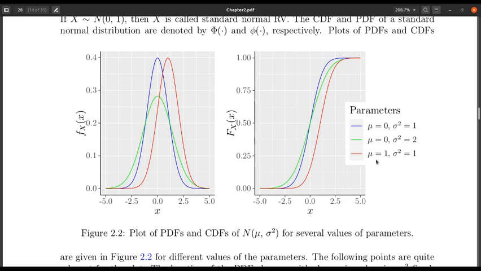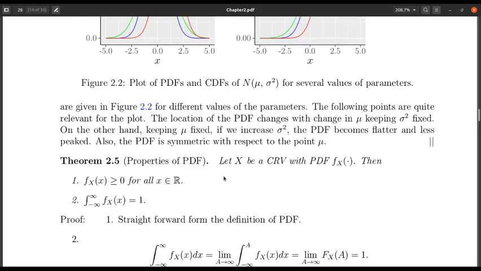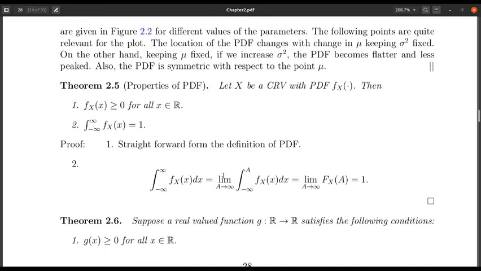So that means if I change mu, the location of the density function changes. Whereas if I keep mu fixed but change sigma, the spread of the function changes. That's why this mu is called the location parameter and sigma is called the scale parameter. Okay. So again, these graphs are for understanding how these shapes look.